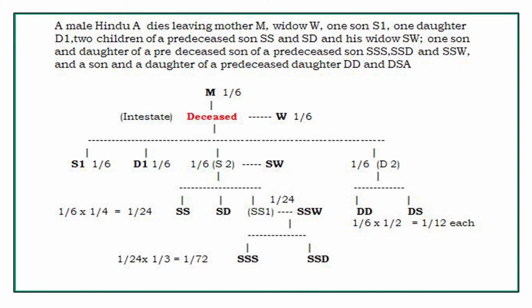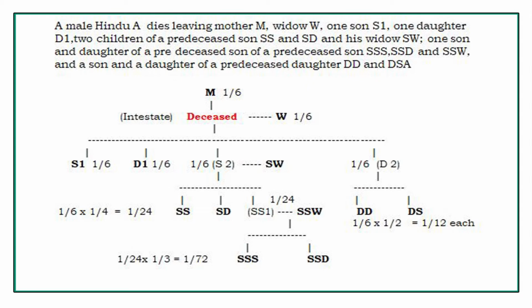That is 1 by 6 into 1 by 4. The property that is allotted to S2, 1 by 6, is to be divided into 4 equal parts. That is 1 by 6 into 1 by 4 is equal to 1 by 24. So, SW will get 1 by 24, SS will get 1 by 24, SD will get 1 by 24 and SS1 also gets 1 by 24. SS1 died. So, he had again 3 heirs.